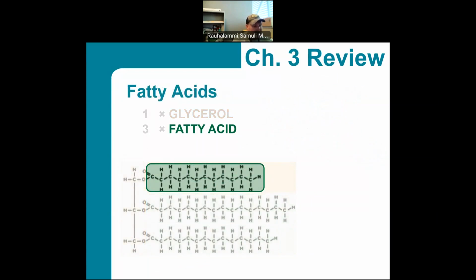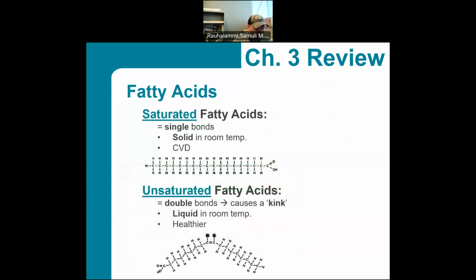So let's have a look at a single fatty acid in a little bit more detail, and not all fatty acids are alike. We have saturated fatty acids where we see single bonds between these carbons. These saturated fatty acids are typically fats that are solid at room temperature. They are associated with a higher risk of cardiovascular disease, whereas unsaturated fatty acids have at least one, if not more, double bonds here and there, and this double bond causes a kind of kink in the structure of that fatty acid chain. These unsaturated fatty acids are typically liquid at room temperature, and they are considered a healthier source for human consumption. So they're the better option.